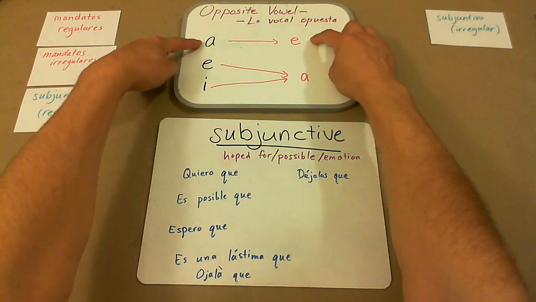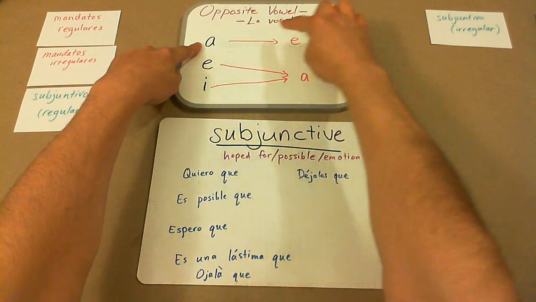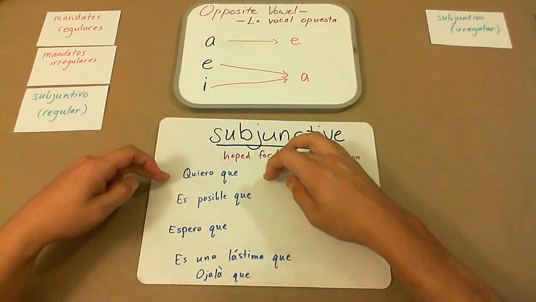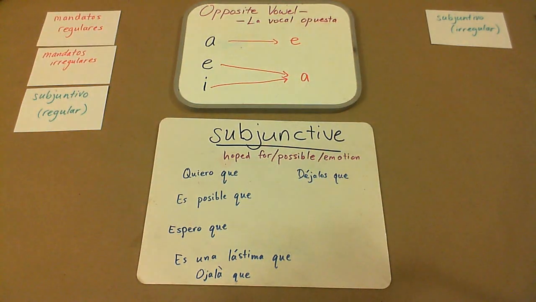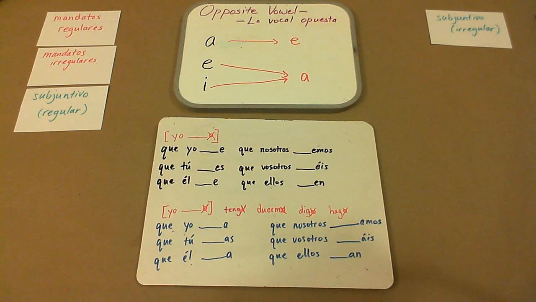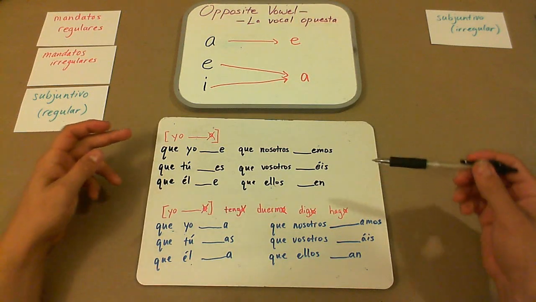And that's because of this opposite vowel. Instead of estudias, we'll say estudies. So here are some expressions: quiero que, es posible que, espero que, es una lástima que, ojalá que, and déjalos que. We'll come back to practice those after we see the chart that shows all of the endings. Once you practice this a few times, you'll definitely get the hang of it. It's not really very complex in how it's formed, but you do have to look at it.